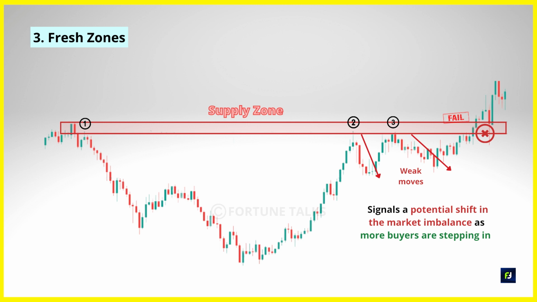Similarly, you can notice how the price left the supply zone after the second and third retracement. The strength of the last 2 moves is weakening, which in turn signals a potential shift in the market imbalance as more buyers are stepping in, thereby creating a breakout above this supply zone.